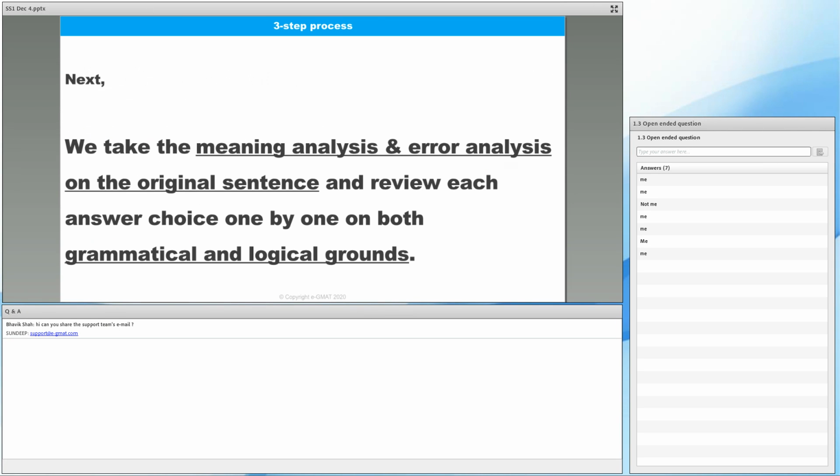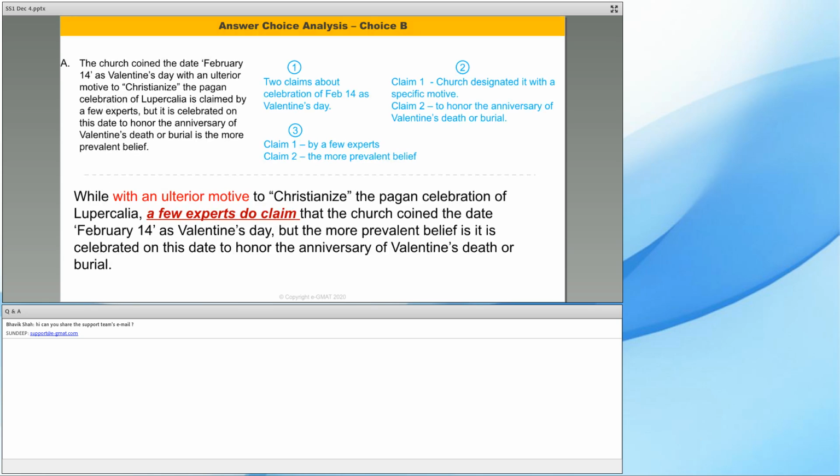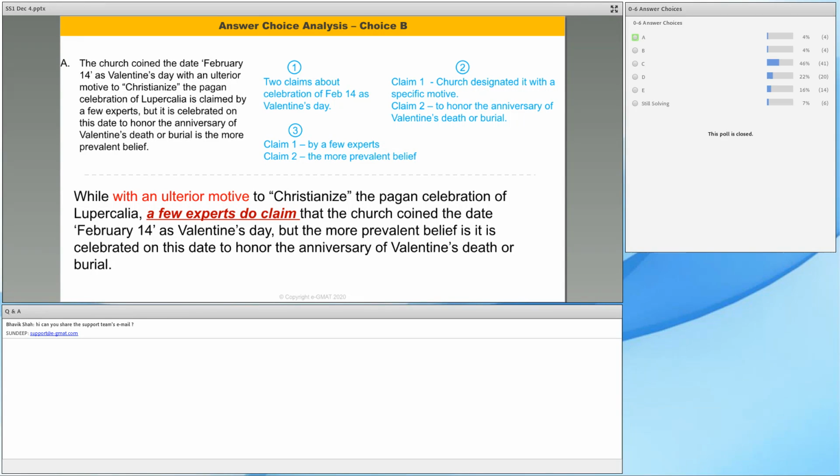Okay. Now that we know what we want to communicate, and what the errors are, let's look at the various choices. Let me share the poll results with you over here. This is how you polled, so you can see the answer choice that you chose. Okay. While with an ulterior motive to Christianize the pagan celebration of Lupercalia, a few experts do claim that the church coined the date February 14.